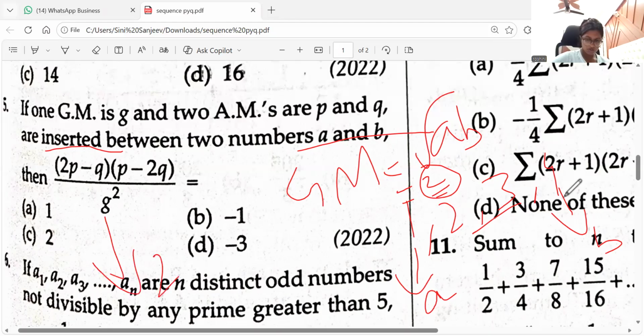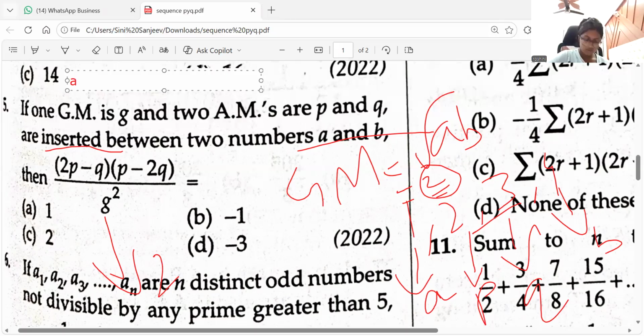What is my P and Q? 1, 2, 3, 4. This 2 is my P and 3 is my Q. That's all. Substitute everything and get me the answer fast. So basically this is A comma P comma Q comma B. That's it.